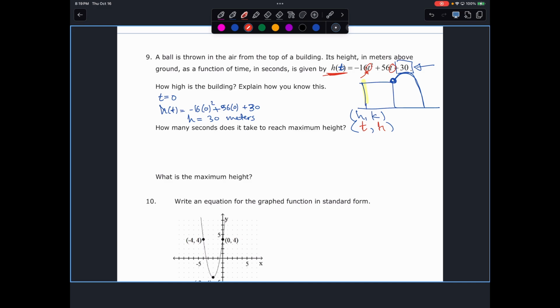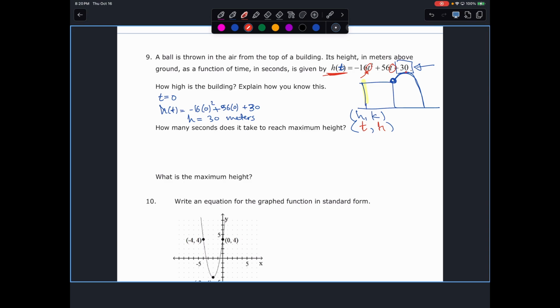Very important to determine which one is which. We need to only focus on the time, finding the h part of the vertex. So far, we don't need the k part of the vertex. We only need the h part of the vertex, right? Because we need the time. So the highest point here is the vertex, and that point is time and height.